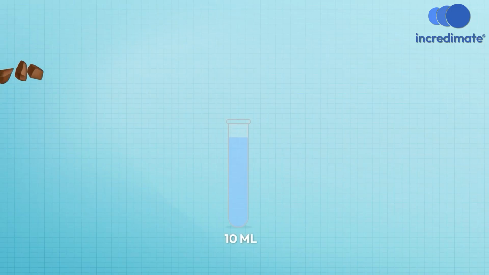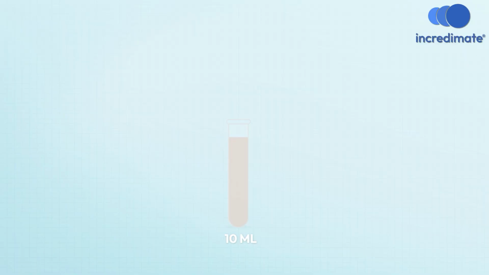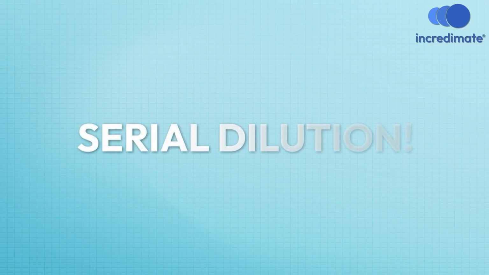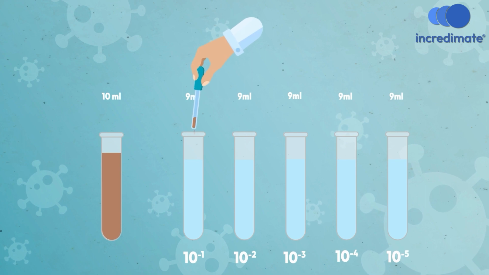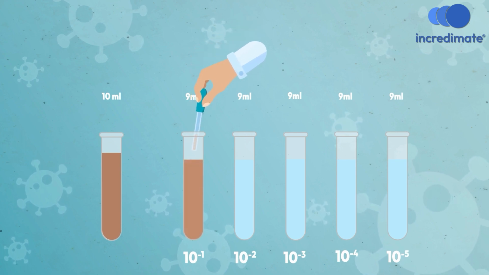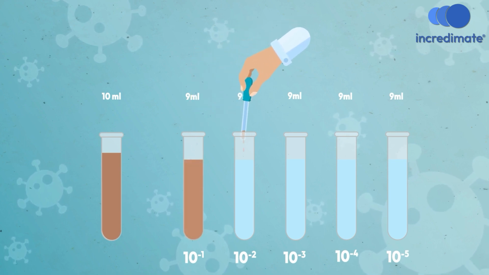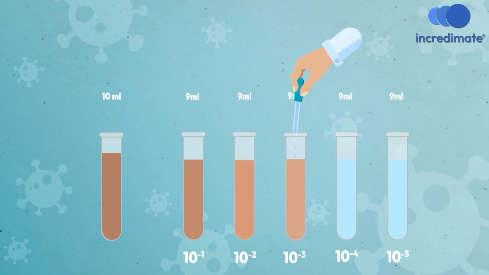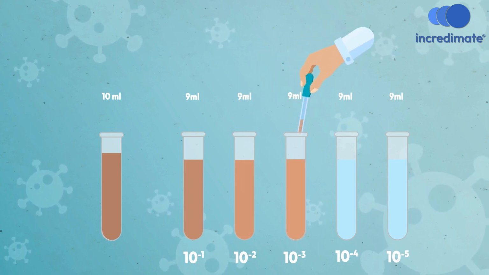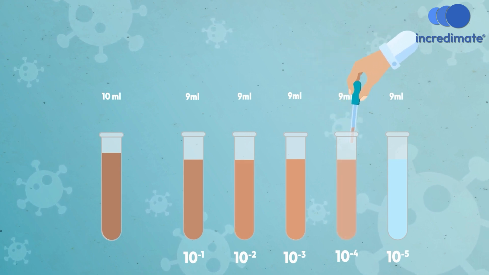Take some soil and add it to a test tube containing 10 milliliters distilled water. Now comes the fun part. Serial dilution. As the name suggests, we will dilute our sample. In this we will take 1 milliliter of the test tube, then add it to the next test tube. Then we'll take 1 milliliter from this test tube to the next one, and so on. Can you see how the color is fading in the tubes? Want to know why? Well, you'll know soon.